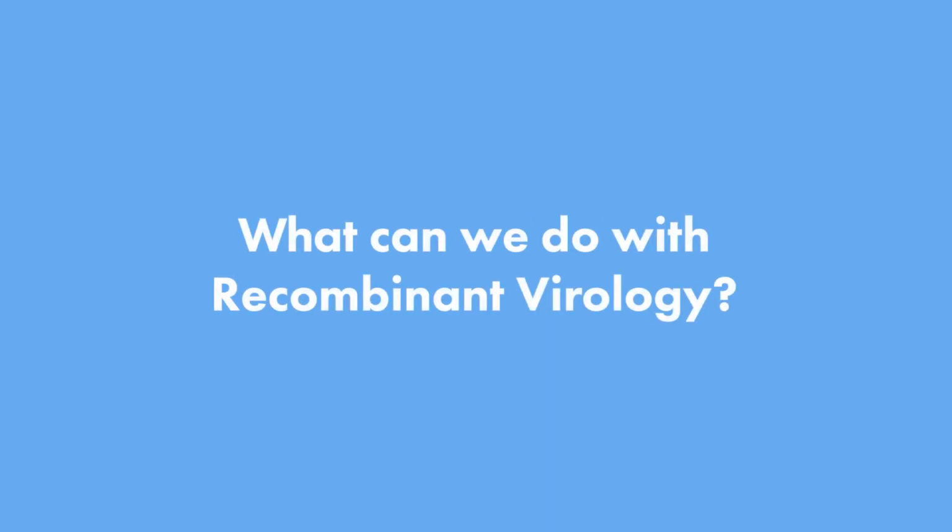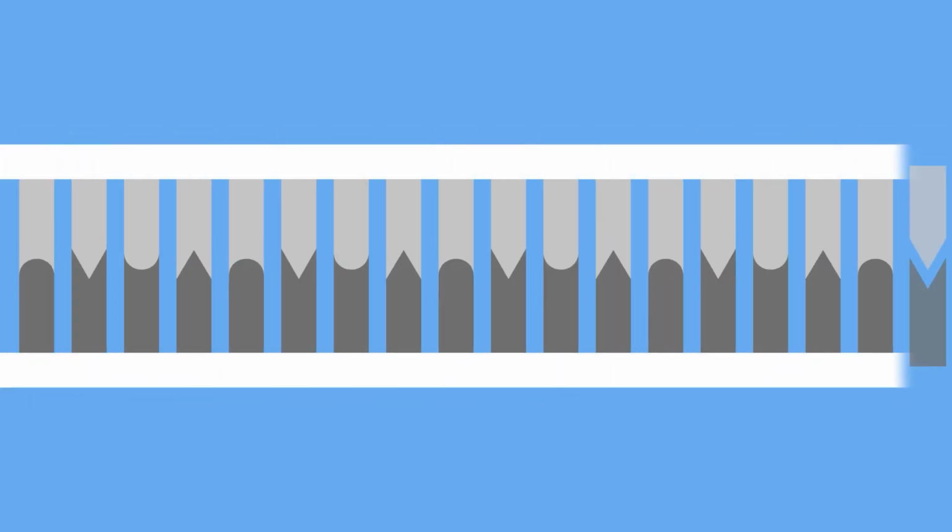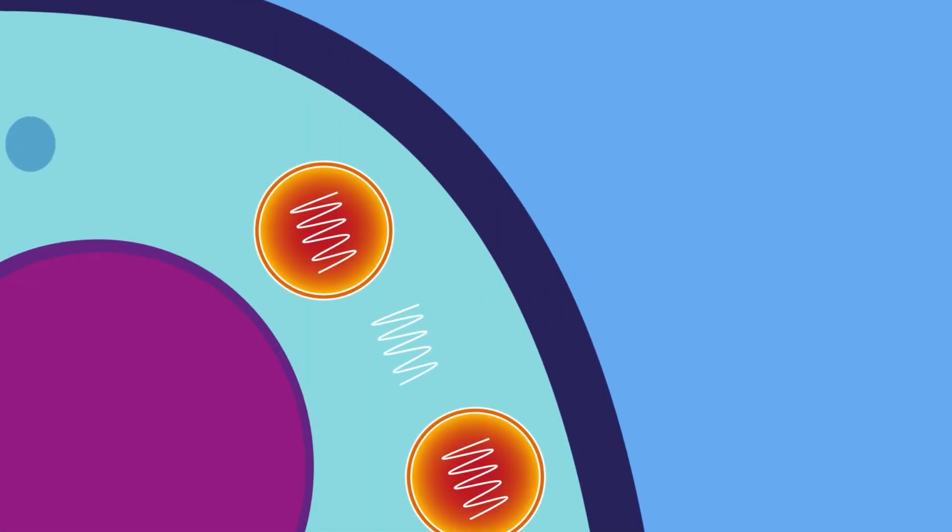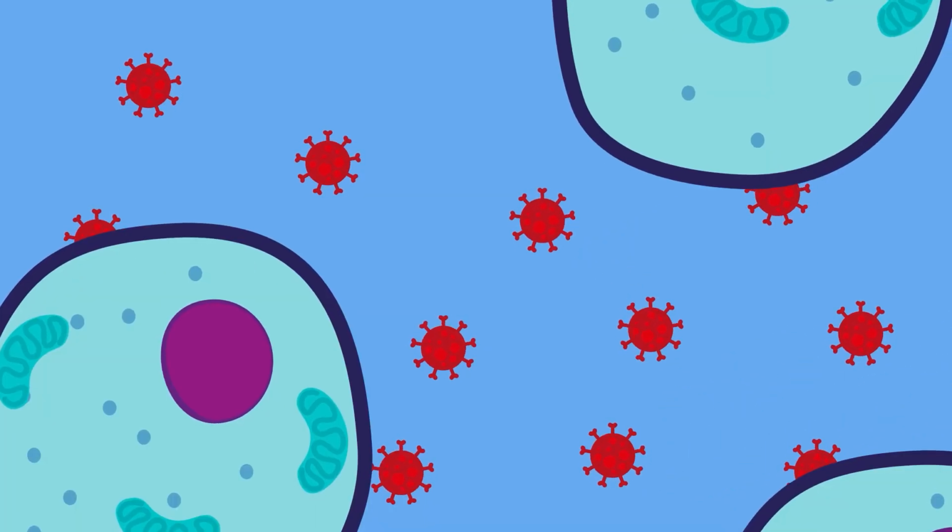What can we do with recombinant virology? Scientists begin by building genetic sequences that act as blueprints for the cell to construct viruses. These genetic sequences can get into cells using a range of techniques in the safety of a laboratory. The cells can then do the rest of the work, building entire viruses from the blueprints.